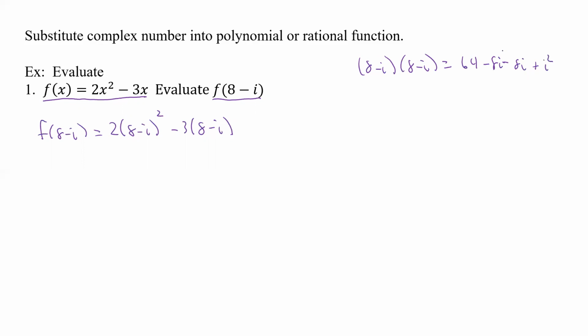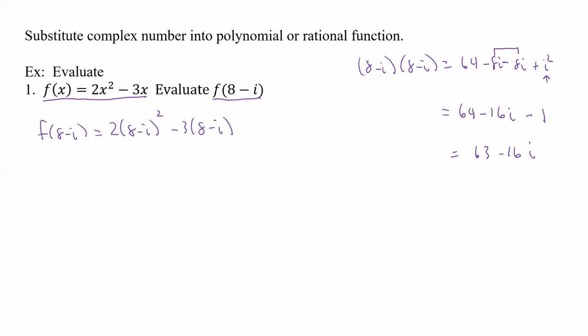Well, I can simplify this, and I know what this is equal to. So then I say 64 minus 16i, and then that's going to be minus 1. Remember, i squared is equal to minus 1. And so when I simplify that, 64 minus 1 is 63, minus 16i.